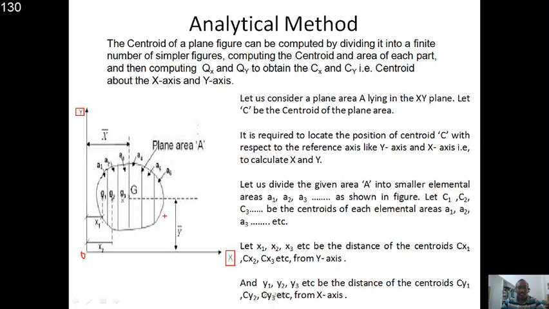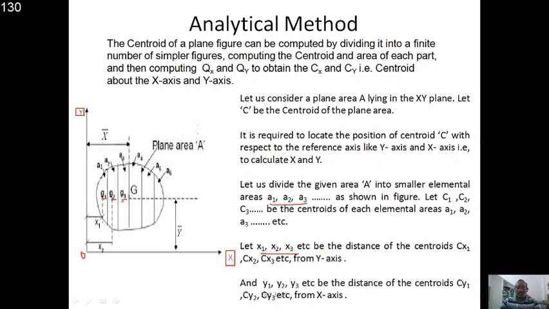So the total area has been divided into small elemental areas A1, A2, A3. As shown in the figure, let C1, C2, C3 be the centroids of each elemental area A1, A2, A3. Instead of G1, you can also call them C1, C2, C3, centroids. If we have volumes, then we call it the center of gravity, and you can use the terms G1, G2, G3 like that. Because we are dealing with plane areas, I am notating them as C1, C2, C3.